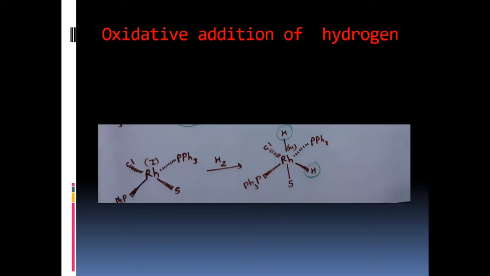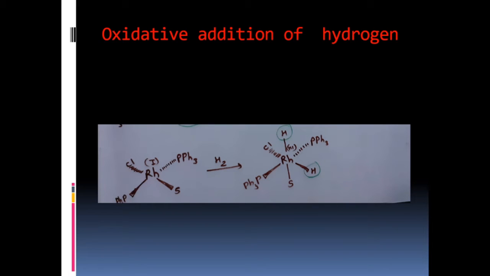So because of the oxidative addition reaction, what happens? The oxidation state of rhodium is increased. We already discussed that in an oxidative addition reaction, by definition, the oxidation state and coordination number are increased by 2 units. See here, in this reaction the oxidation state is +1, and when we add H2, the oxidation state is increased by 2 units and the coordination number is also increased by 2 units. Here the coordination number is 4 and here the coordination number is 6.